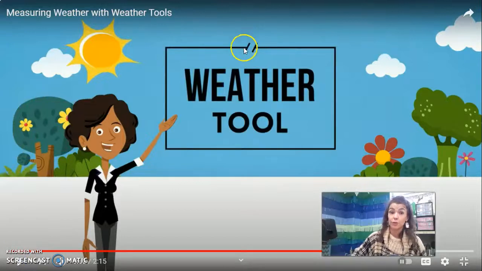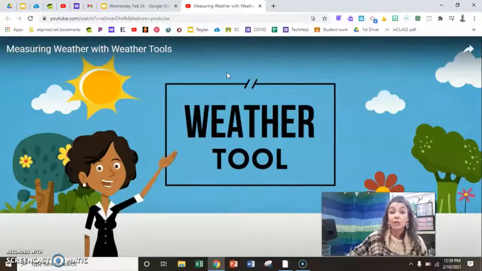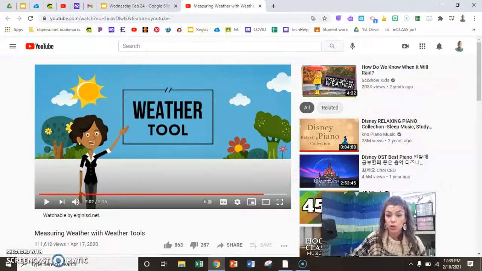Now we've had our weather tool tour. Let's see if you remember these weather tool names. I've got my 3 here. Let's see if you know what they're called. First tool is a thermometer. Say that with me, please. Thermometer. It measures the temperature.